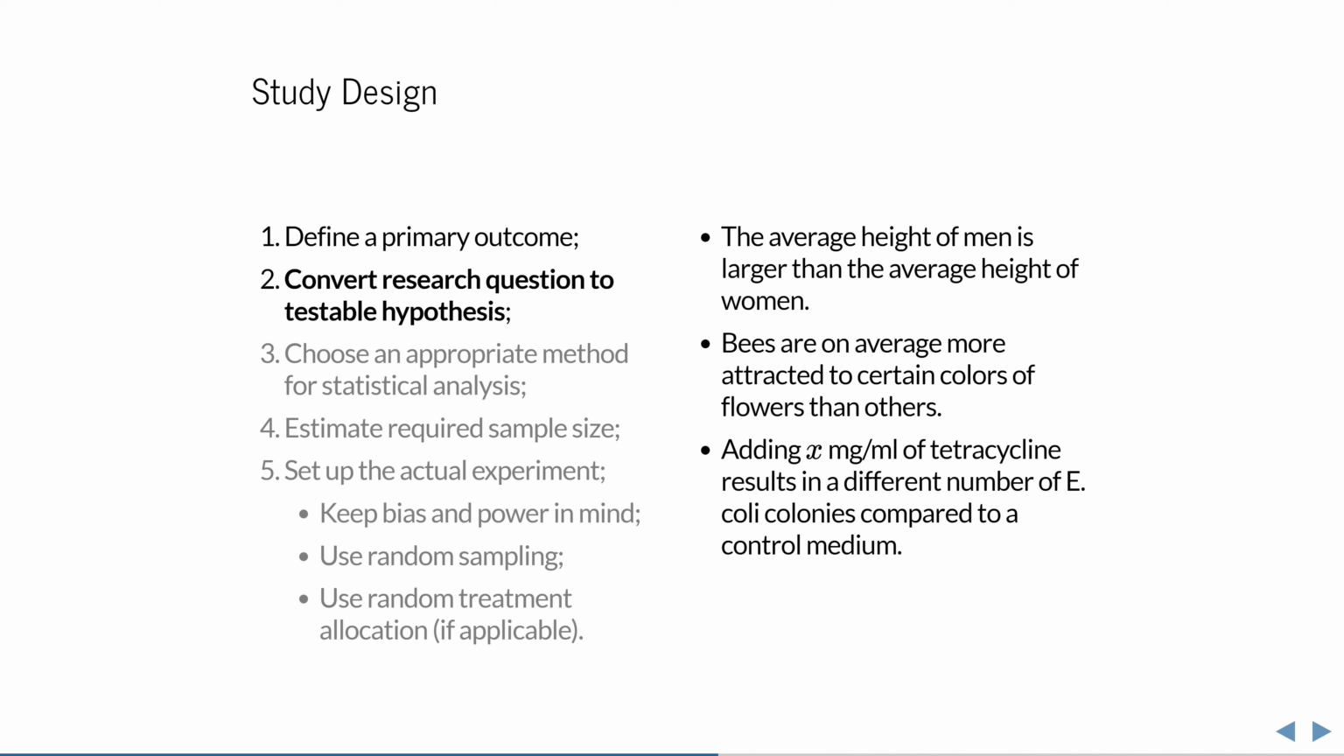If the mean height of men in my sample is 1 millimeter larger than that of women, does that count? Or say women vary a lot in their height, then how large should the difference be? To solve this problem, we instead define a statement that can be directly falsified, the null hypothesis. This is an unambiguous statement of no difference or no effect.